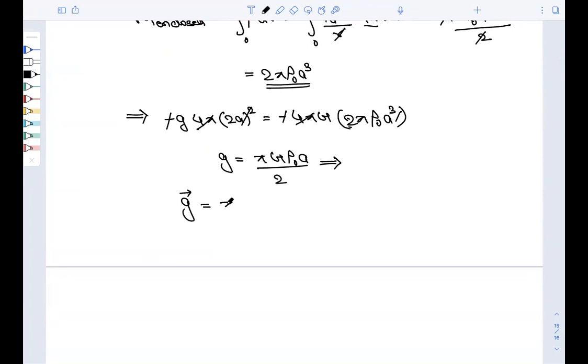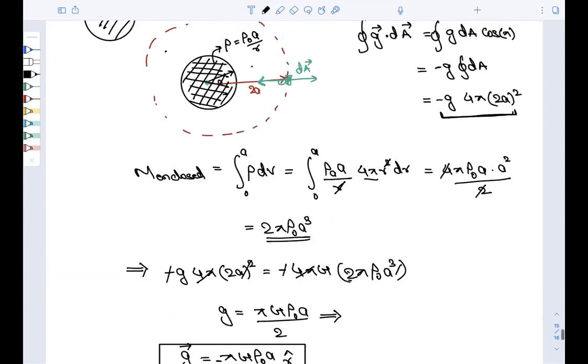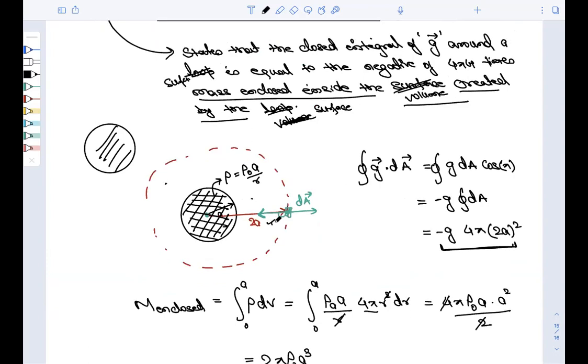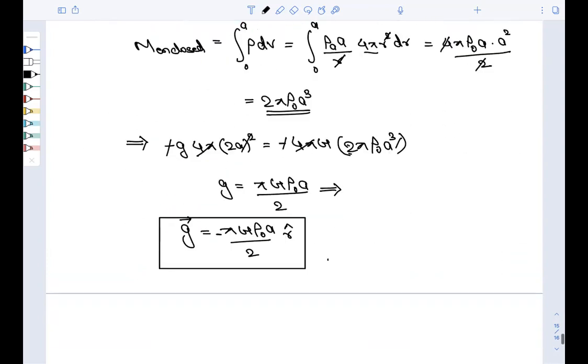G will be simply minus pi g rho naught a by 2 minus r cap, because we have already considered the attractive nature of the gravitational field here. यहाँ पे already हमने दे रखा है, right? So this is the answer that we have got. Now you need to interpret again.